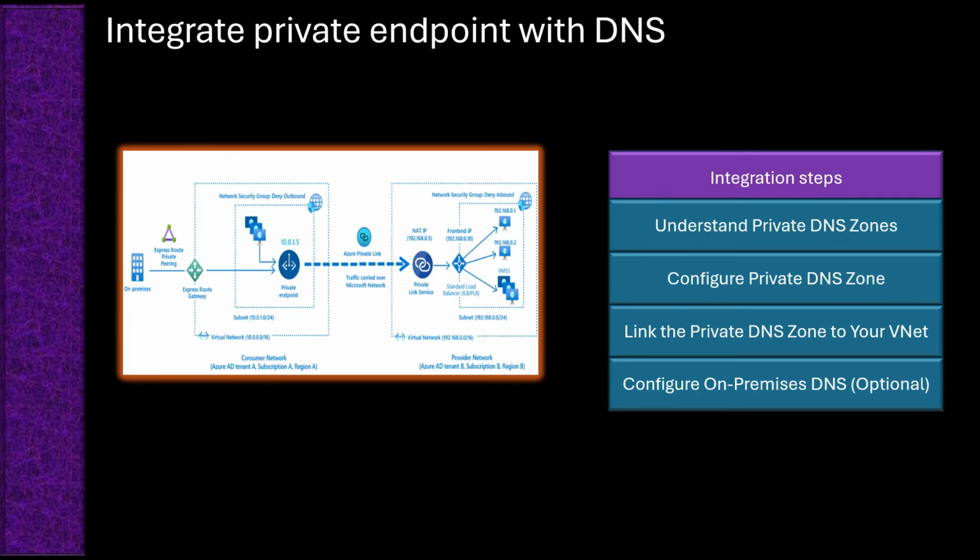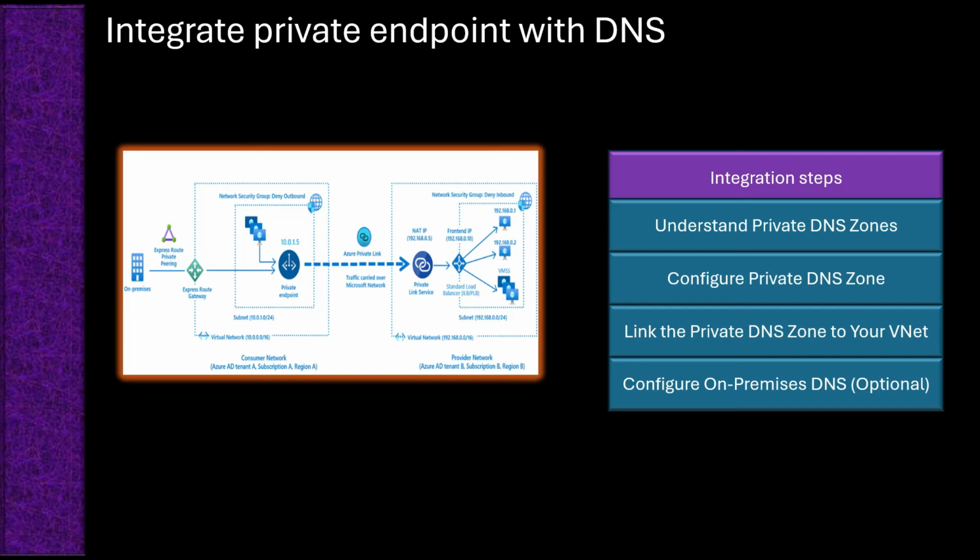Integrating a private endpoint with DNS is crucial to ensure seamless connectivity to Azure resources using their private IP addresses rather than relying on public endpoints. When you set up a private endpoint, Azure assigns a private IP address from your virtual network to the Azure service and makes it accessible only within the private network. However, to connect to this service by its name, DNS configuration needs to direct the request to the private IP rather than the public IP.